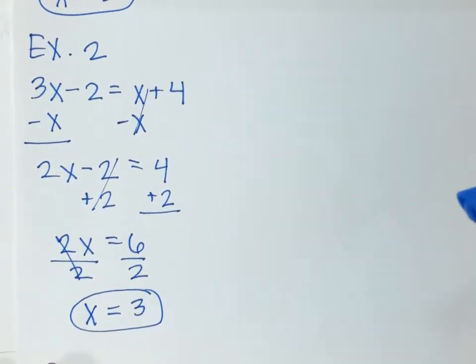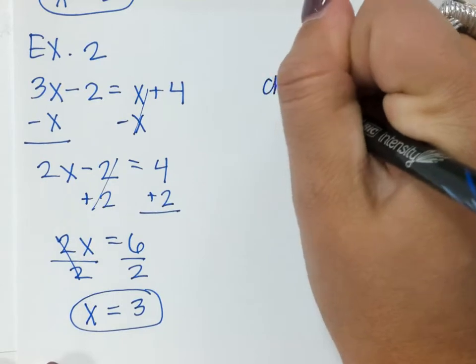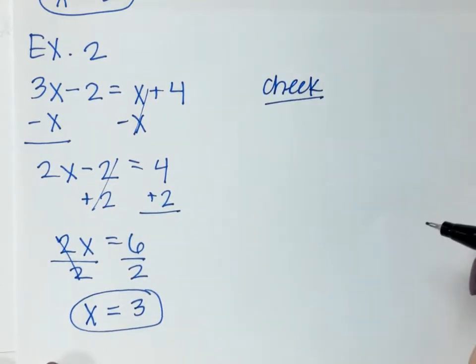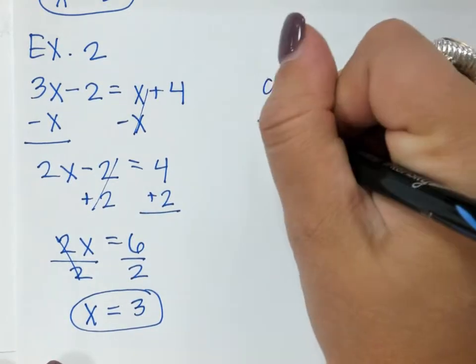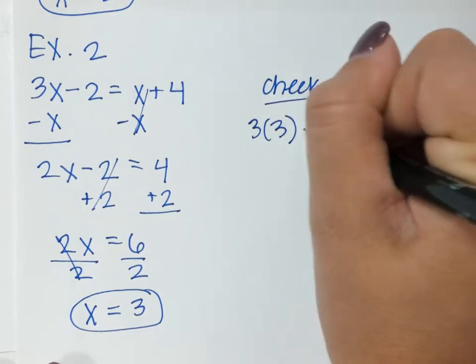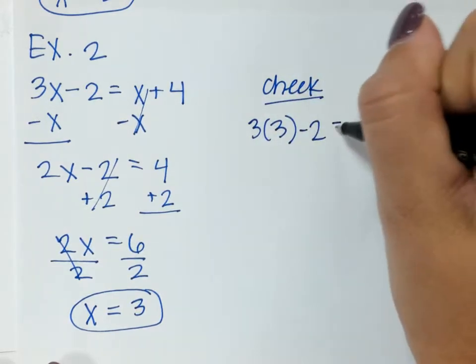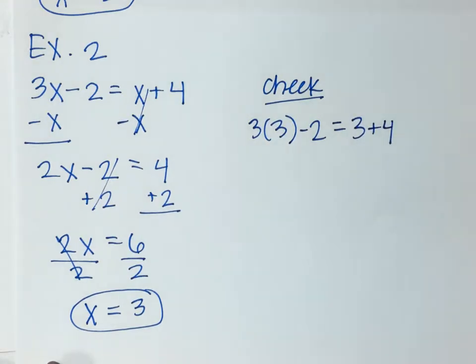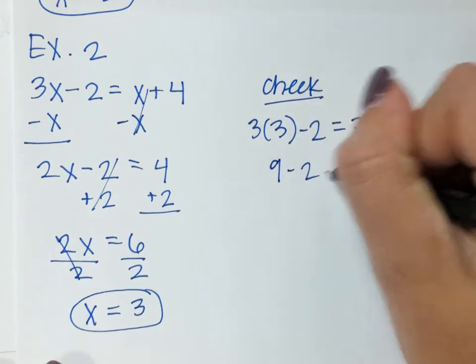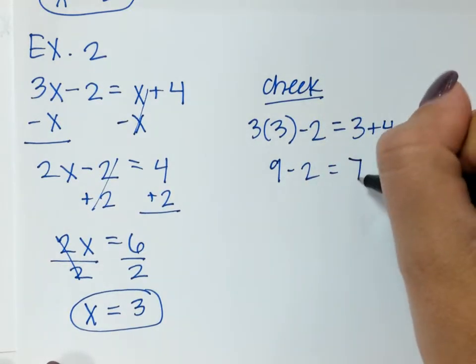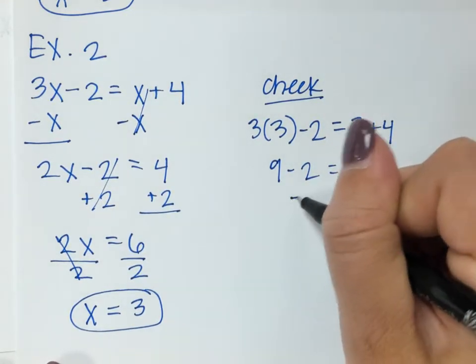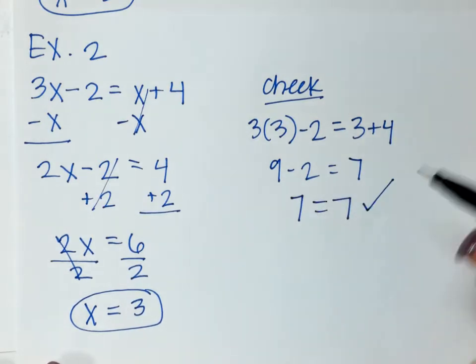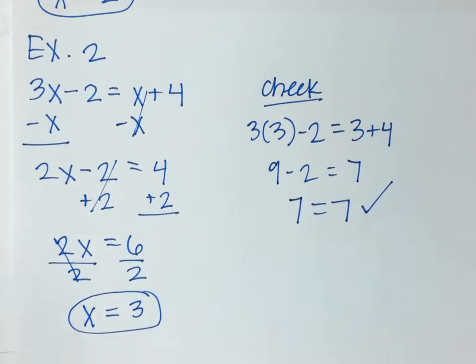Am I done? No, I want to check it. So that means I'm just plugging in 3 for x. So I have 3 times 3 minus 2 equals 3 plus 4. What's 3 times 3? 9. So that gives me 9 minus 2 equals 3 plus 4. And then what's 9 minus 2? So my answer is correct.